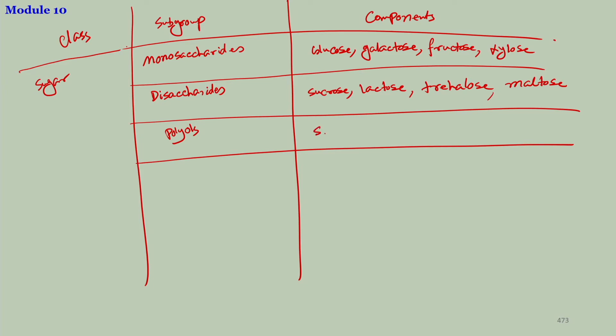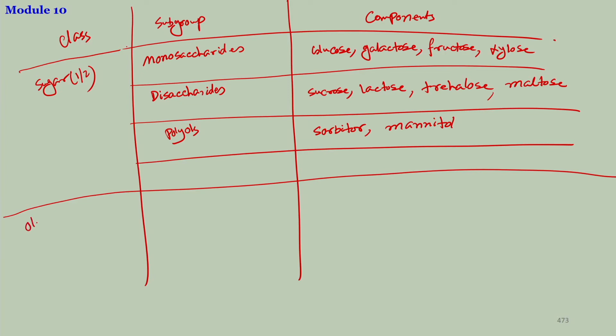Such as very well known sorbitol, mannitol, so that is one. So, basically first class sugar means which has one unit of monosaccharides or two units of monosaccharides, disaccharide, and then comes the oligosaccharides.